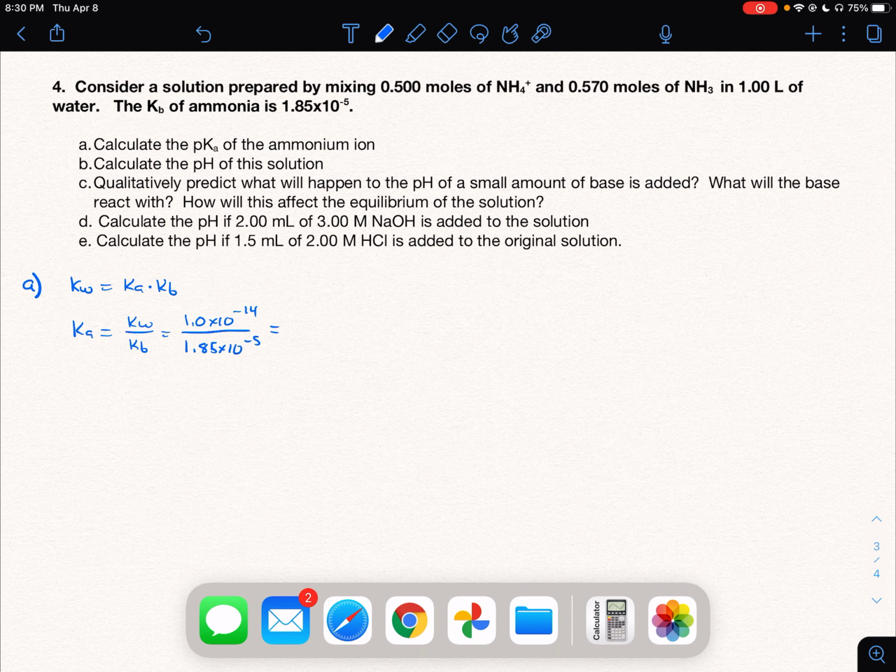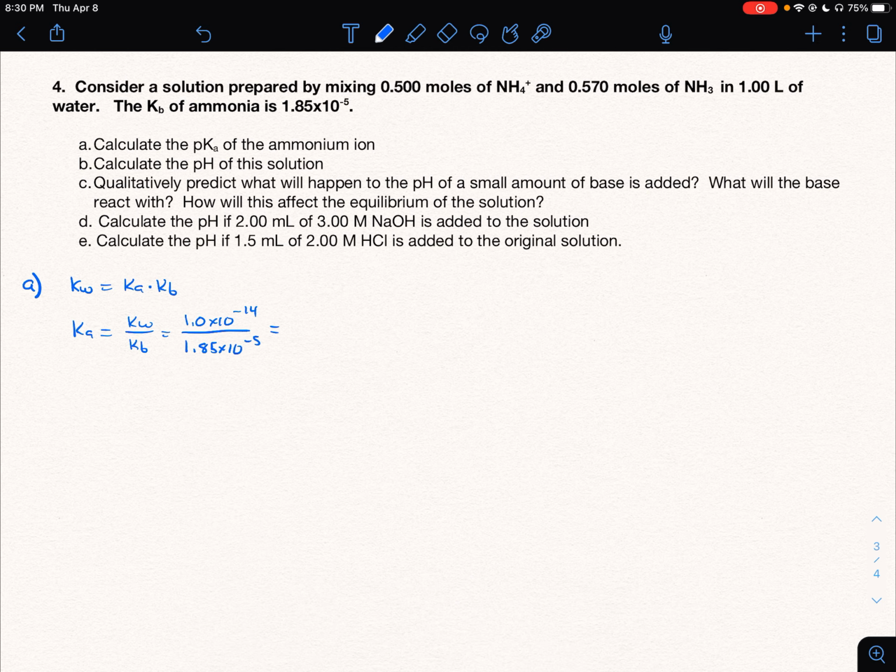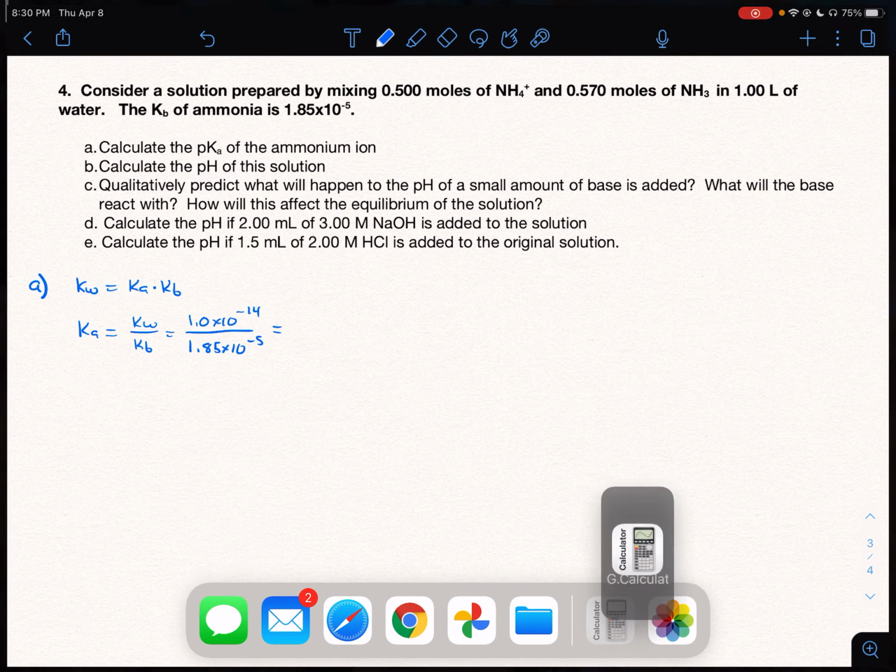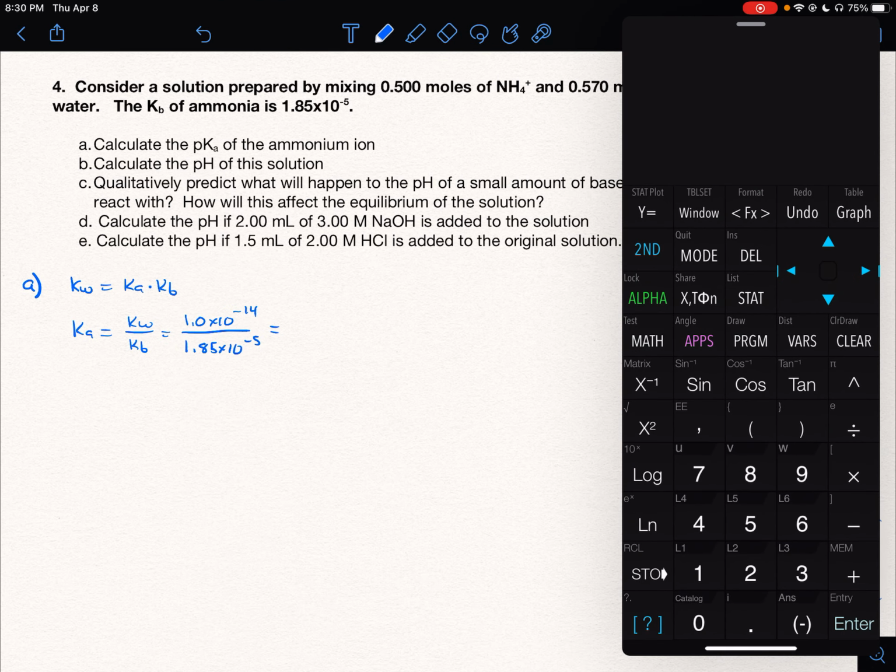So let's see what that looks like. Here's my calculator. So we're going to do this division. And so we see we get 5.41 times 10 to the negative 10th for our Ka.